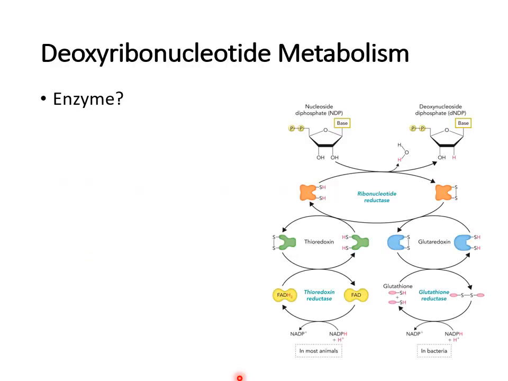Okay, now I just want to point out in all of this that there's also deoxyribonucleotide metabolism. And all I want you to know for this one is that it relies on an enzyme called ribonucleotide reductase. And that ribonucleotide reductase requires our good old buddy NADPH, which is going to supply 2 electrons to help that enzyme function.